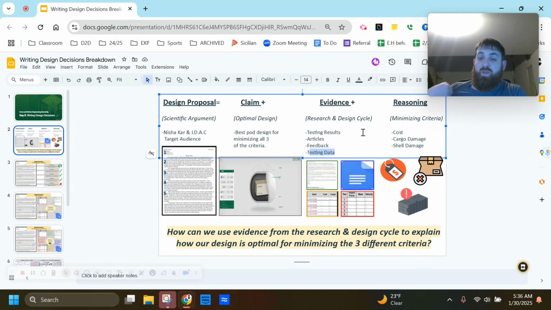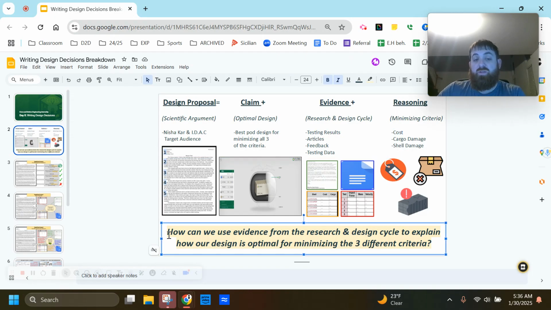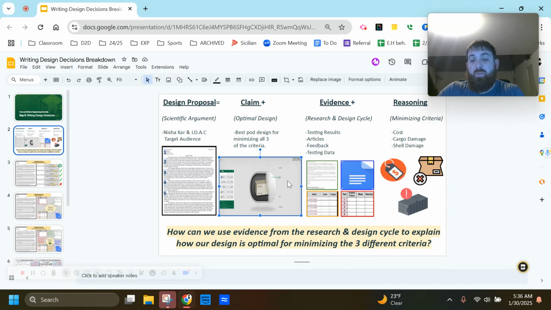And our job will be to explain how it's optimal for minimizing our three criteria together. So that's minimizing cost, cargo damage, and shell damage together. So with all of this, we have to ask ourselves, how can we use this evidence from the research and design cycle to explain how our pod design is optimal for minimizing these three criteria?